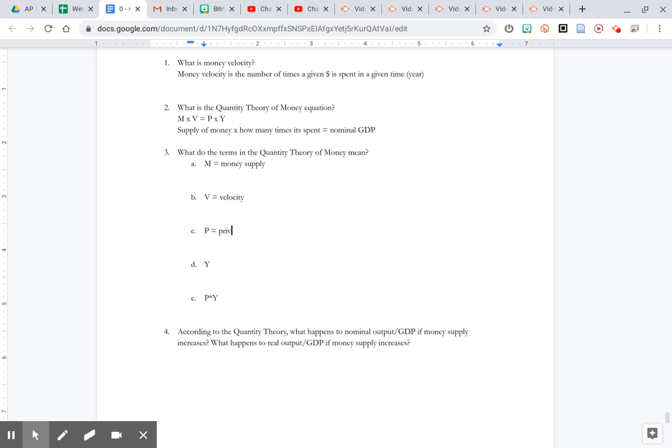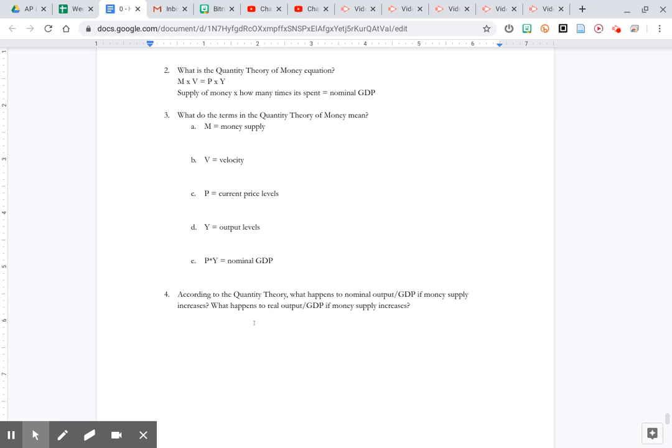P equals the price levels. Y equals the output levels, and P times Y is equal to the nominal GDP. So if we take the output times the current price levels, we just get the nominal GDP.